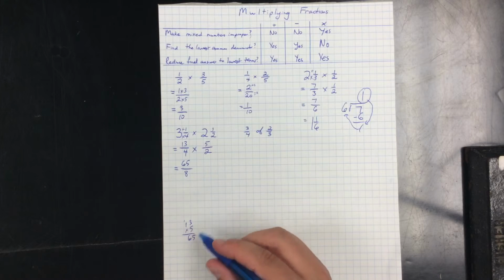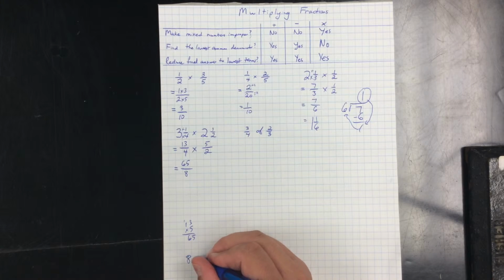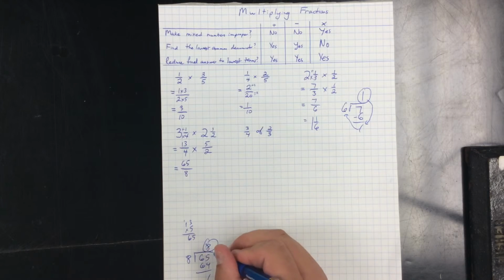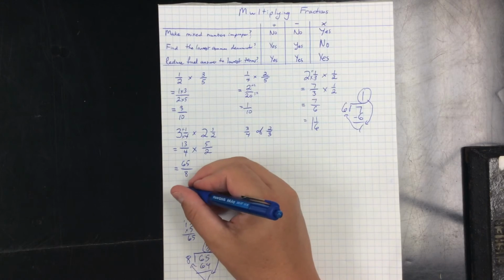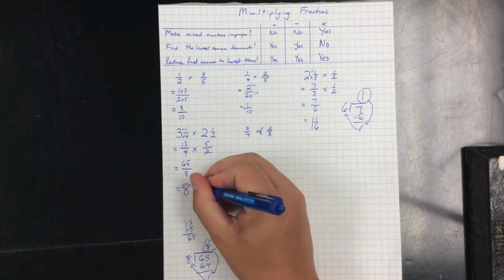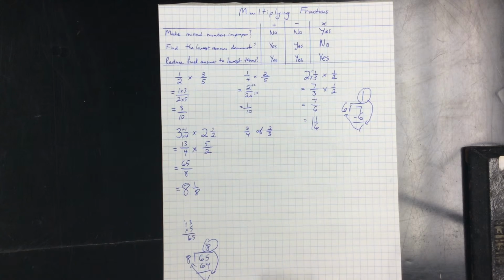Okay, that's definitely improper. How many times does 8 go into 65? I know 8 times 8 is 64, so I'm going to have 1 left over. I'm going to have 8 and 1/8. So 8 and 1/8 is the answer that we get when we multiply 3 1/4 times 2 1/2.